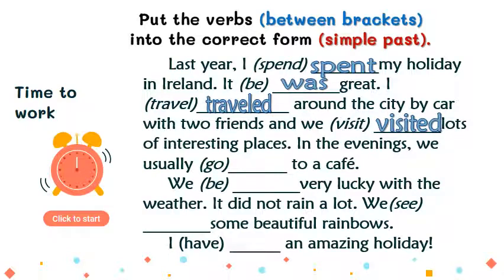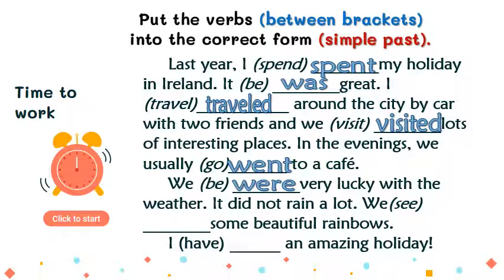In the evenings, we usually go to a cafe. Go is one of the irregular verbs. Go becomes went in the past, so we say we usually went to a cafe. We, with the verb to be now, very lucky with the weather. Since we is plural, it must take were. We were lucky with the weather.